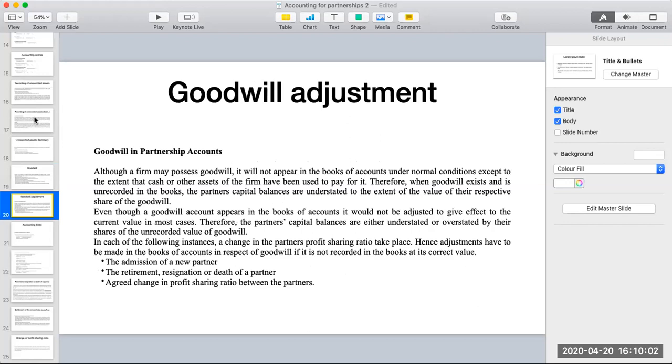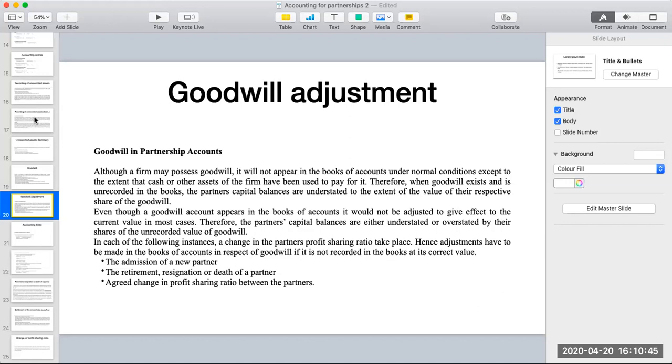Goodwill also needs to be adjusted. This is one of the concepts that we discussed, which can be recorded as an unrecorded asset. Sometimes even though the goodwill exists, it may not be recorded in the books. Therefore, the partners' capital balances are understated to the extent of their share. Therefore, these need to be recorded.